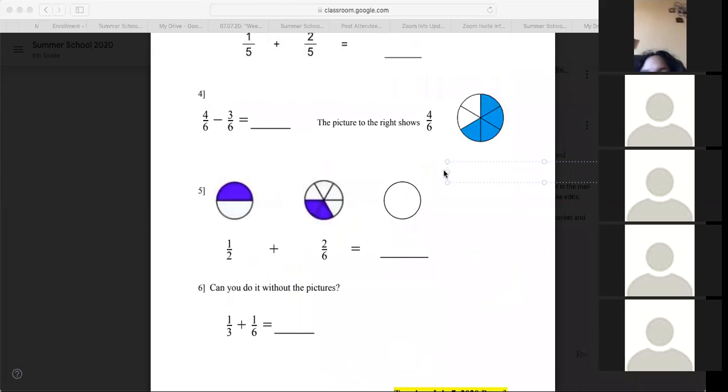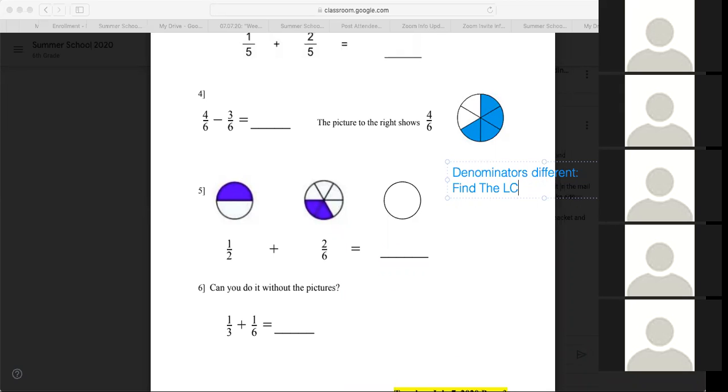Okay, so when the denominators are different, do you remember what we said to do on page 1? What did it say you have to find on page 1 of your packet? You have to find the what? 3 letters. Find the LCD, the least common denominator, right? Yeah. Which is also called the LCD.